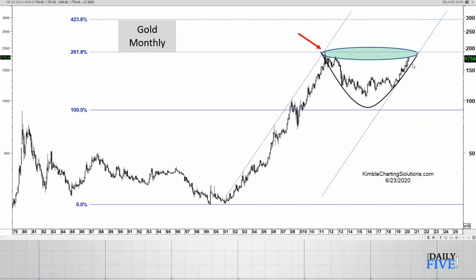Ideally, the pattern in gold would be to go up and test the 261 level, which comes into play around 1950 on a monthly basis. But the bottom line is, when gold takes out the 261 extension level, the next long-term target based upon the 1980 high and the 1999 low is just short of $3,000 an ounce. And so this is a long-term bullish pattern with a key resistance at 1950. And if that's taken out, look for gold to tack on almost another $1,000 in price.